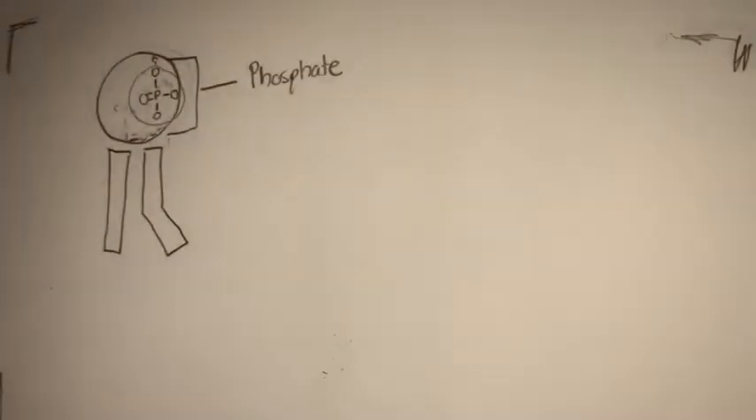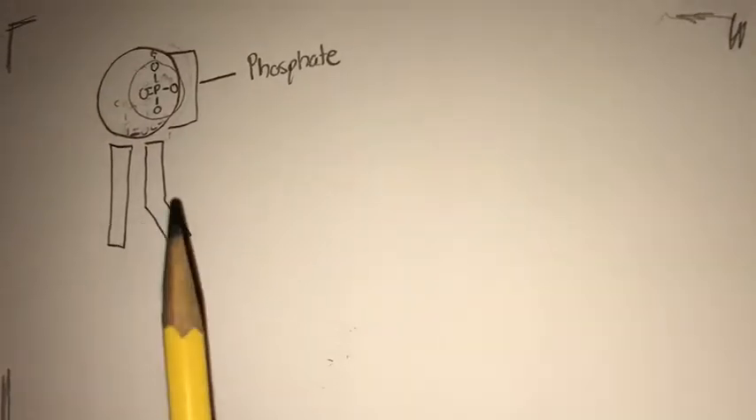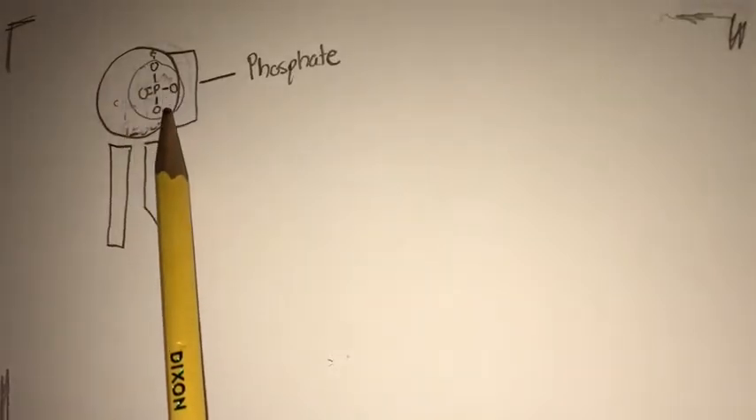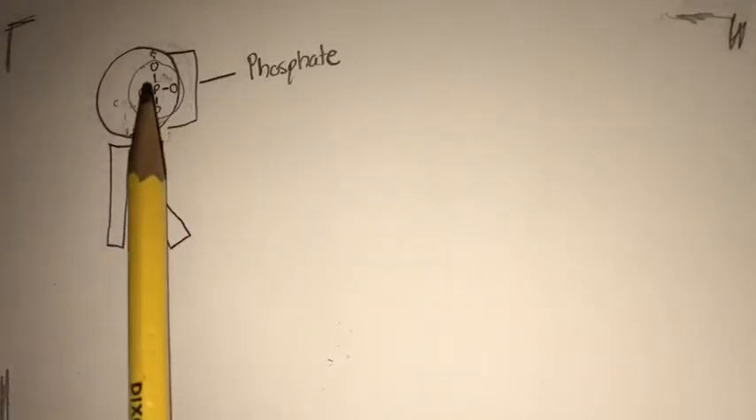Hello everyone, today we will be going through the basic structure and function of the cell membrane. So to start out, we're going to start with what the cell membrane is made of. Primarily, the cell membrane consists of phospholipids. Phospholipids are lipids containing a phosphate group in their molecule. As you can see here, that would be the phosphate group.